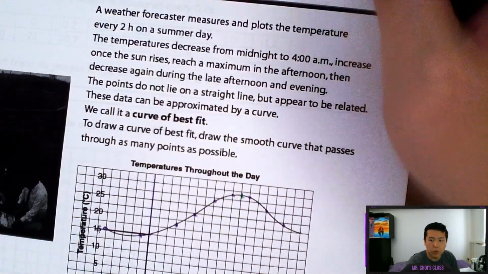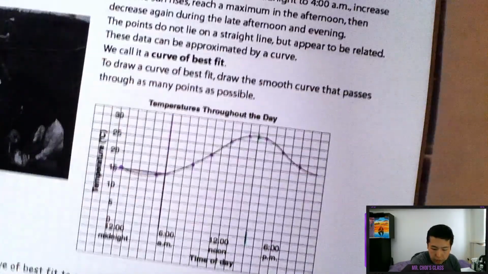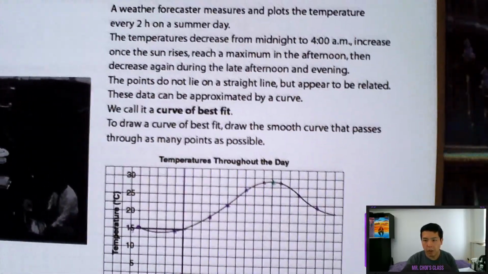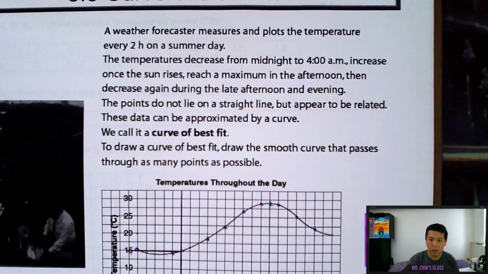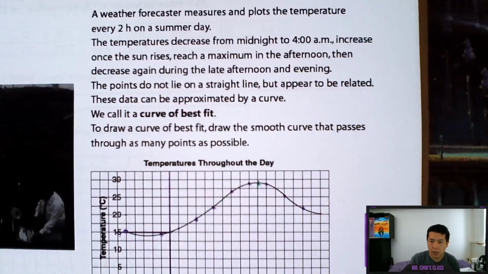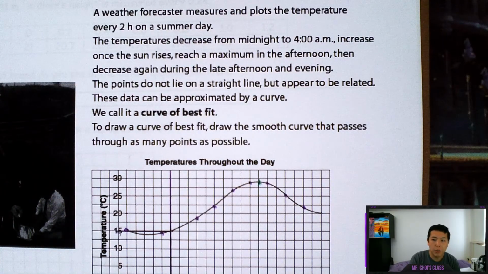This is what we went over on Thursday, because we had very few people here on Thursday. So we talked about curve of best fit. So let's kind of talk about this section here again. We have this example of a graph here, and it says a weather forecaster measures and plots the temperature every 2 hours on a summer day.